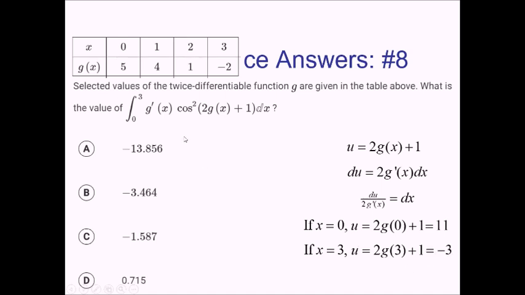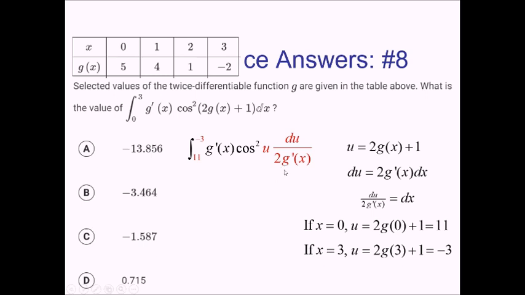So now I have the integral. I can rewrite this as the integral from 11 to negative 3, which is kind of interesting, of g prime of x cosine squared of u dx. But instead of dx, I want to write du over 2g prime of x, because I don't want to have any x's left if I can help it.